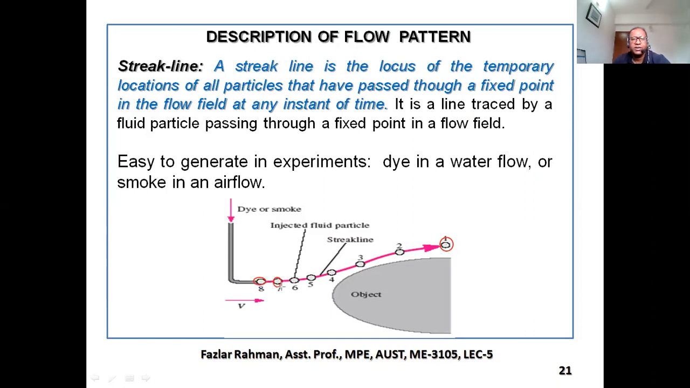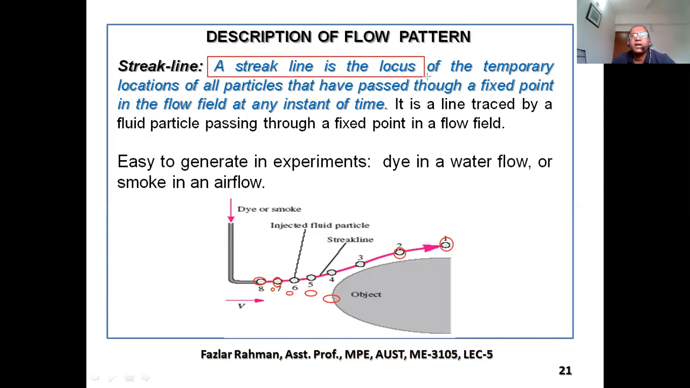Then it came over here, gradually it followed this path, then came over here. The second bubble, that means this one, also follows the same path. It's not like the first bubble follows this path and the second bubble comes along another path. No. So it's called a streak line.